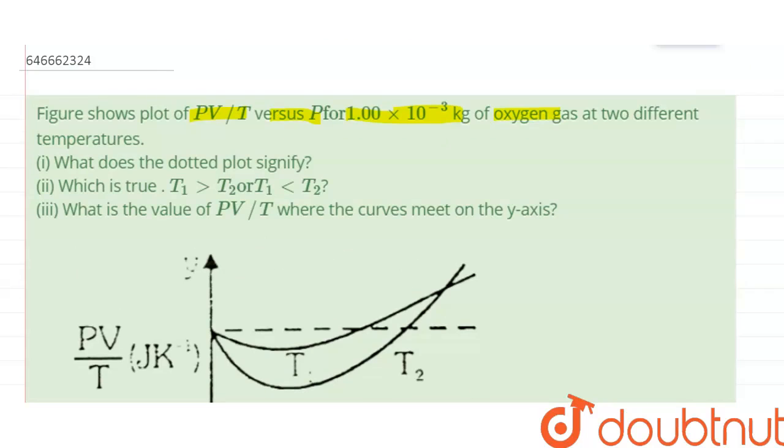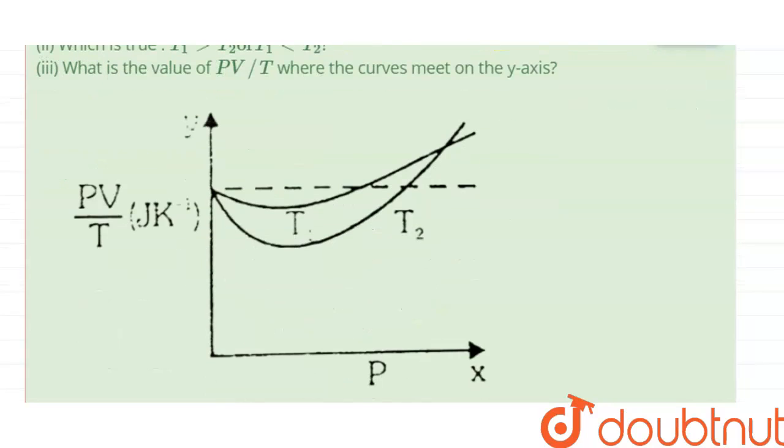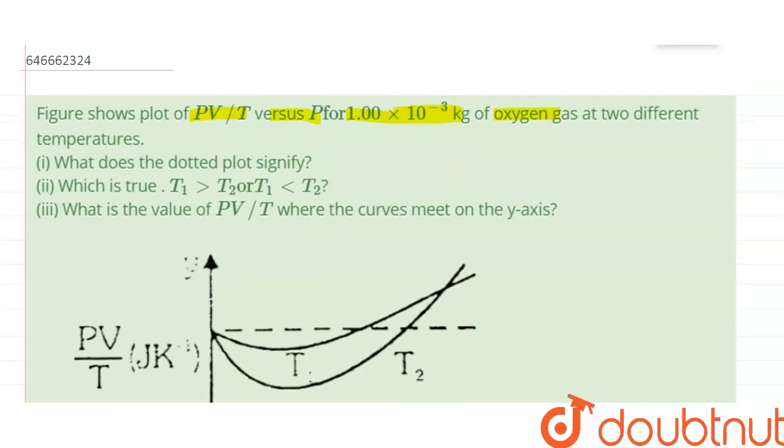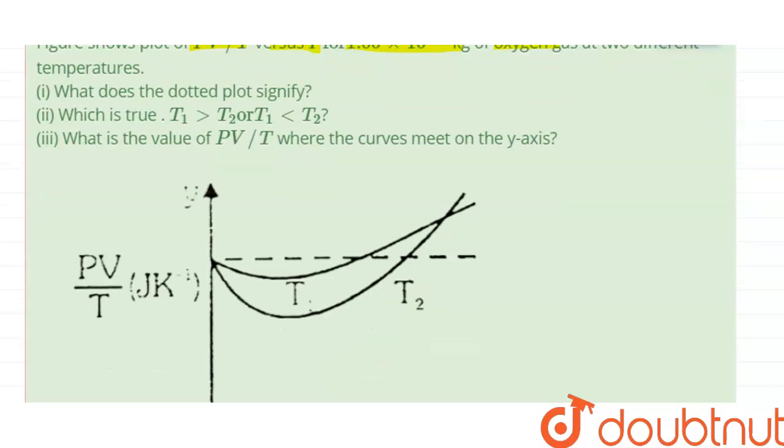In the first part they are asking what the dotted plot signifies. As you can see, there is a dotted line, and we have to tell what this dotted plot signifies. The second question is which is true, T1 is greater than T2 or T2 is greater than T1. And in the third question, what is the value of PV upon T where the curves meet on the y-axis.